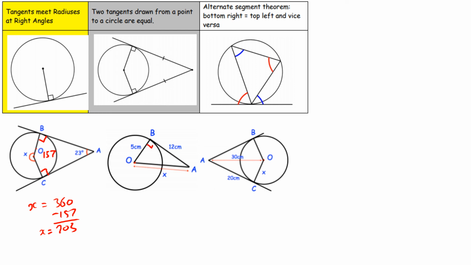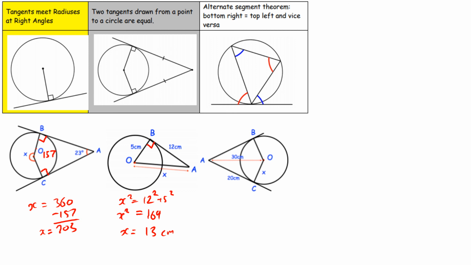What about the next one? It's another missing side, it's another right angle, it's another Pythagoras question. So x squared is 12 squared plus 5 squared, which is 169, and so x is the square root of that, which is just 13 centimeters.